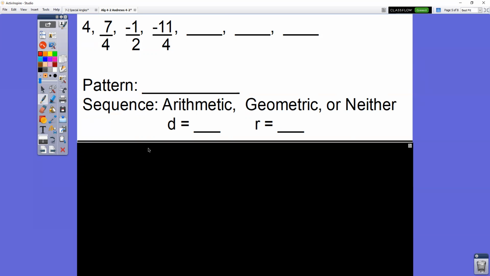My suggestion is anytime that you have a fraction like this, change them to be decimals. So instead of using 7/4, I would just use 1.75. Instead of using -1/2, I would use -0.5. Instead of -11/4, I would use -2.75. So I would just ignore the fractions and just use the decimals.